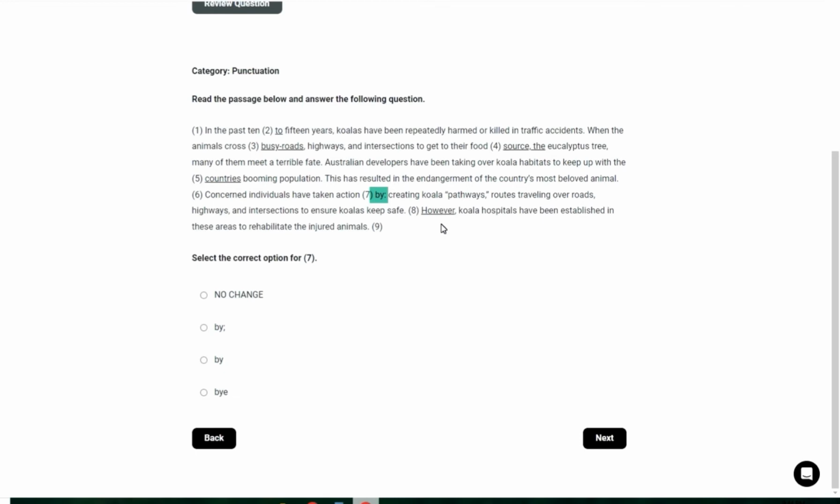All right, I gave you guys a little bit of extra time here, just because this one's a bit of a trick. And initially, it's very easy to see why people might miss this one because, as we talked about earlier, the reasoning and goal of a colon is to create either one, a list, or two, emphasis. So, is this creating a list? This is what's asking. Creating koala pathways, routes traveling over roads, highways, and intersections. Okay, you might initially say in your head, yeah, it is creating a list actually. But let's look at it here. First, there's a verb that separates it, which would not help with the case of the colon. And then additionally, there's this extra little thing, to ensure koalas keep safe. That kind of takes away from this colon idea.